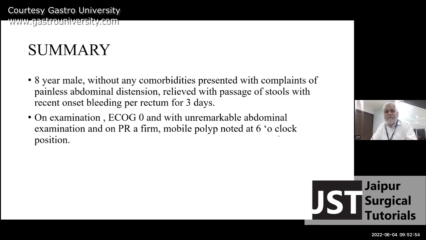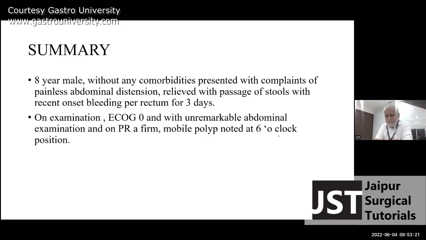Okay? Yes, sir. So what will you do? This child is brought to you in the OPD by the parents. What would you do? I would like to evaluate further by sending CBC and creatinine, and a colonoscopy to look for other polyps in the GI tract.